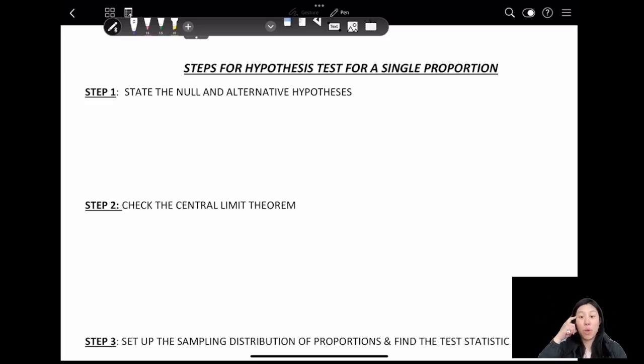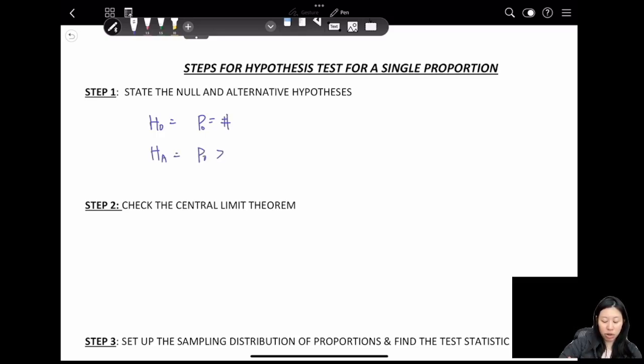Okay, today I'll give you more examples about how to write the whole proof of hypothesis test. So first step, you need to state the null hypothesis and alternative hypothesis. The null hypothesis is always p0 equals some number, and then the alternative hypothesis is either greater than a number or less than that number. It has to be the same number as the null hypothesis, or not equals to.